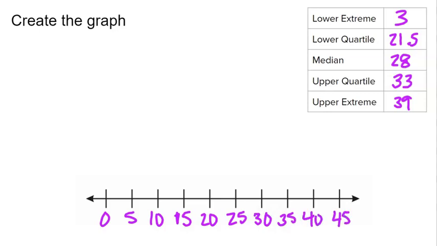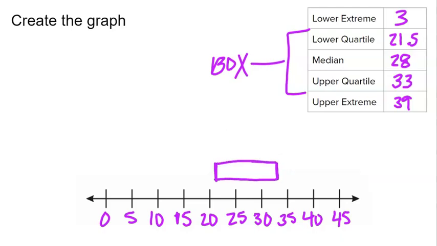All right, next we're going to start with the box part of the box and whiskers. So the box part is your lower quartile, your median, and your upper quartile. So our lower quartile is 21.5, which would be about right here. And it's going to go through that upper quartile, which is at 33, which is about right here. So that's the box. And then that median is that line that goes through in the middle, which is at 28. So it'll be about right here.